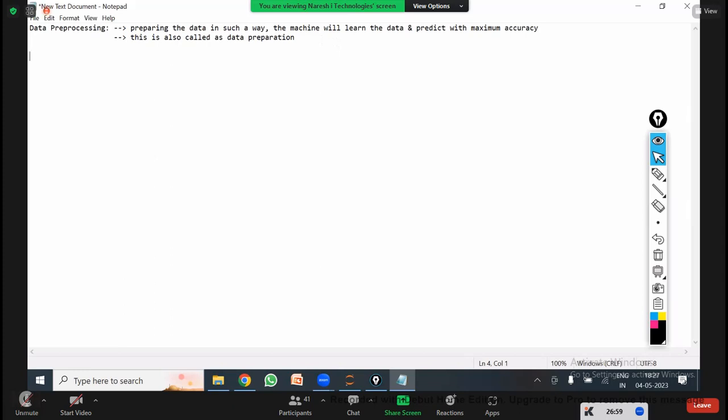Within data pre-processing, we have multiple steps. One is called data cleaning. Two is called data wrangling.